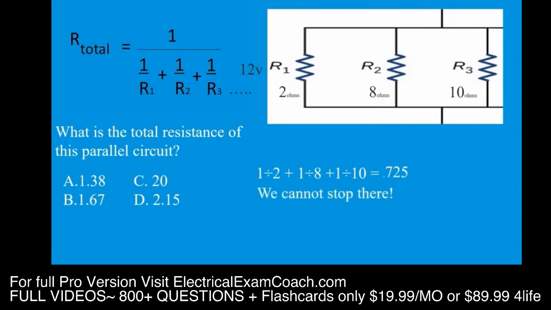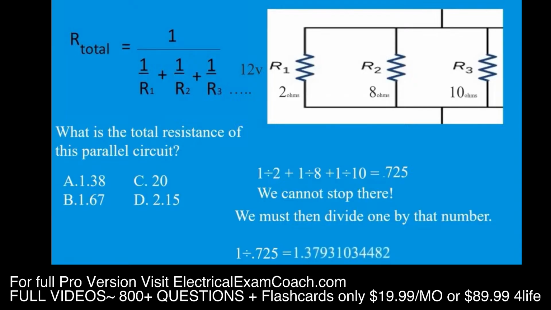We cannot stop there. We must then divide 1 by that number. That is going to give us 1 divided by 0.75, and that is going to give us 1.3793. We're just going to round up to 1.38.